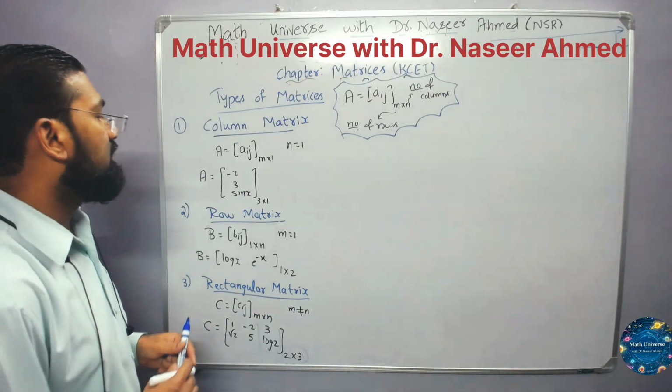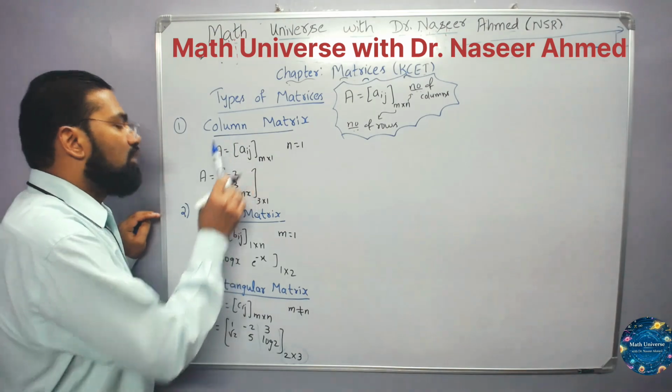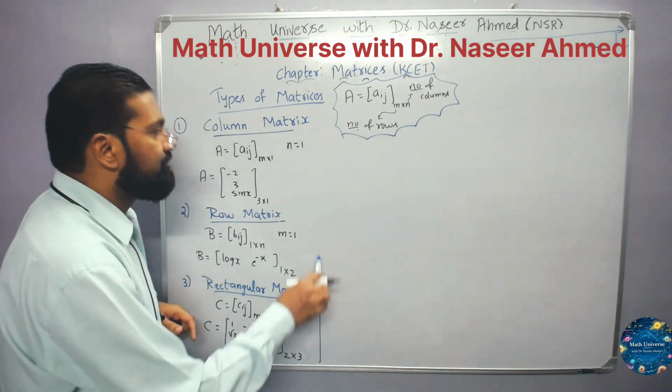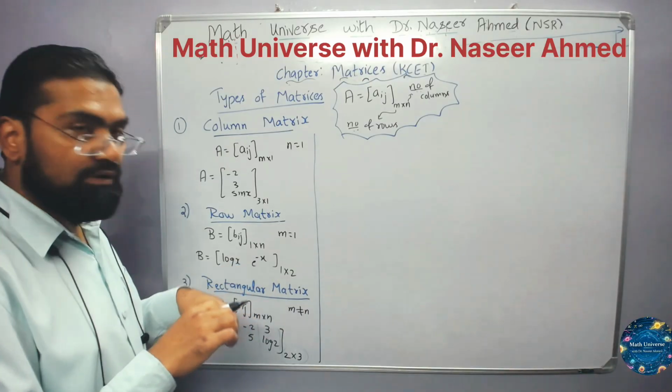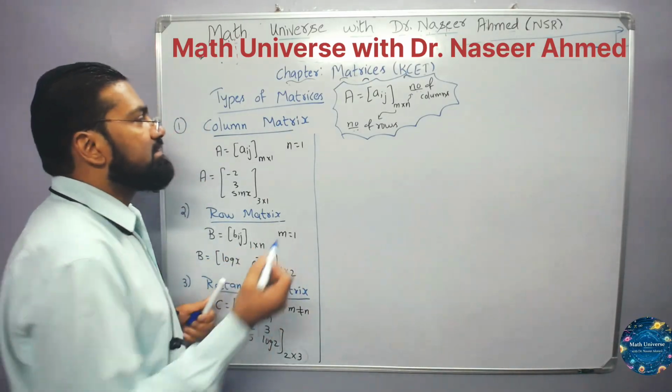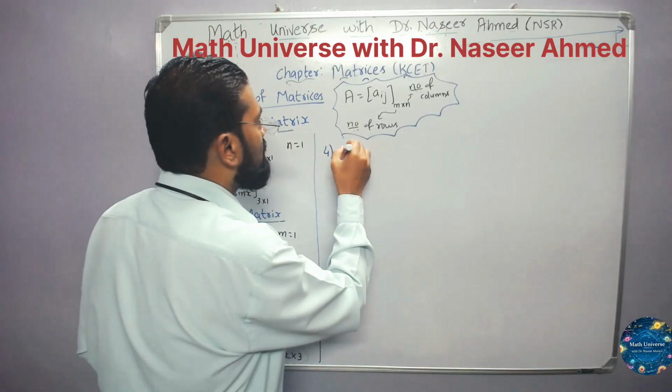Now here one doubt will come: sir, can we say every column matrix and row matrix will be a rectangular matrix? Wait for it. Let us not comment so early. Okay, now moving on to the next, the square matrix.